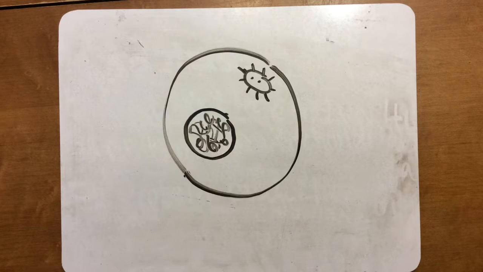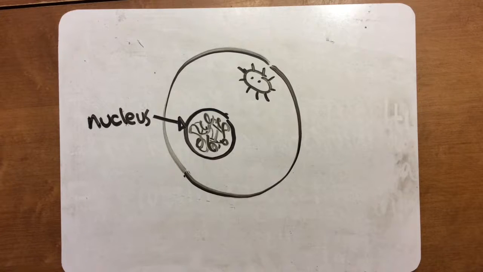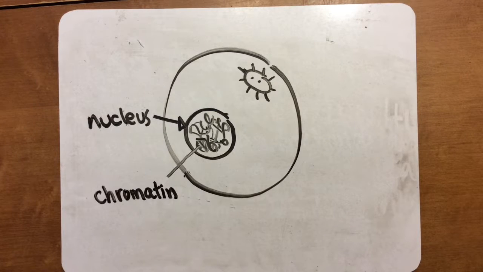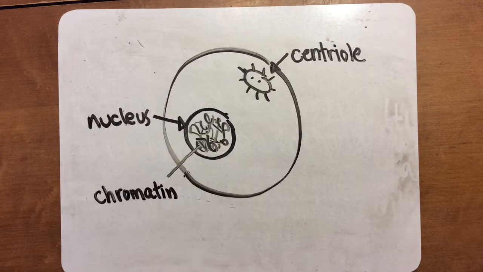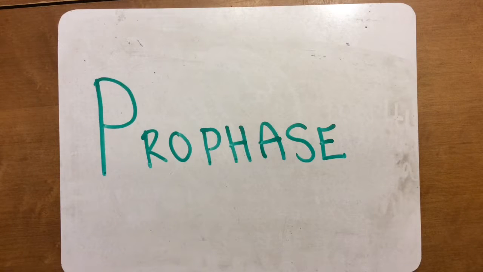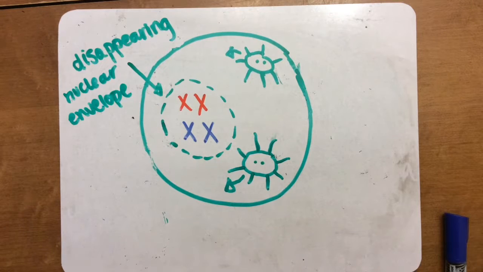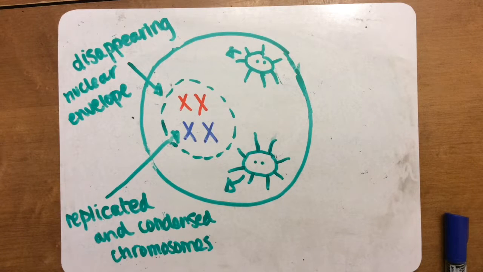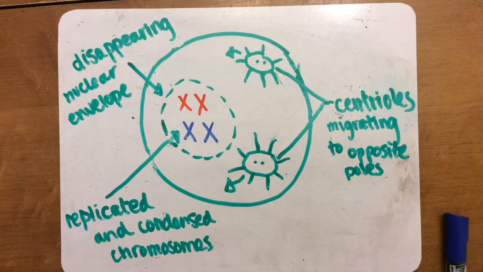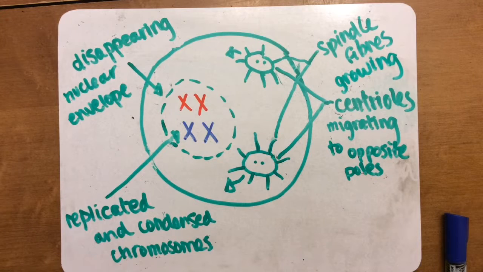This is what the cell looks like during interphase. It has a nucleus, chromatin inside the nucleus, and a centriole on the top. The second phase of mitosis is prophase. This is what the cell looks like during prophase. The nuclear envelope is disappearing. Replicated chromatin is now condensed into chromosomes. The centrioles are migrating to the opposite poles of the cell, and the spindle fibers are growing.